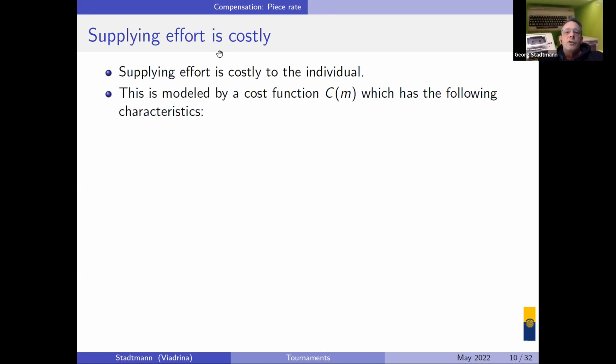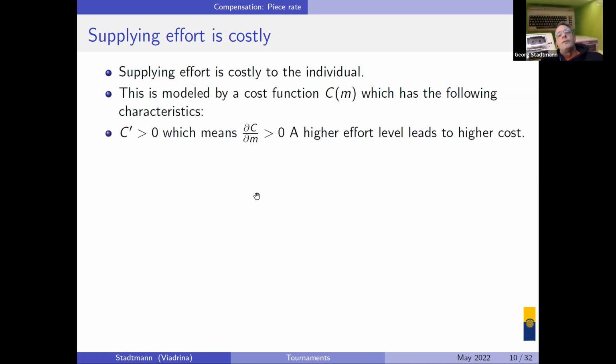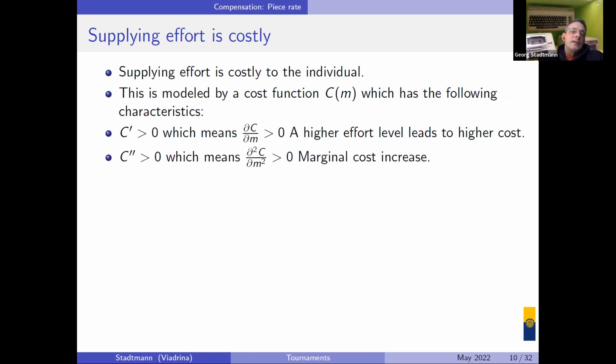Supplying effort is costly for the agent. When one individual is running, this goes hand in hand with some costs. And these costs are modeled by a cost function, C(m), which has the following characteristics. First, C prime, the derivative of the cost function with respect to the effort level, should be larger than 0, should be positive. A higher effort level will lead to higher cost. Furthermore, the second derivative should also be positive, which implies that marginal cost increases.